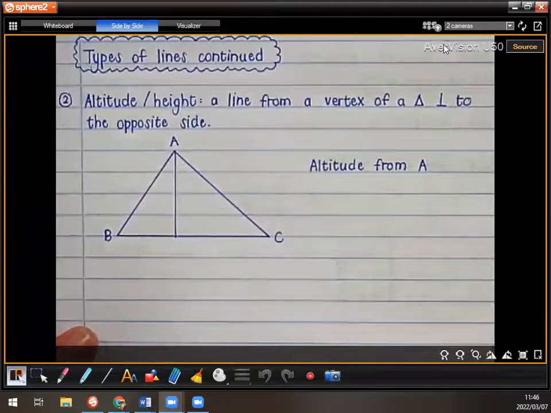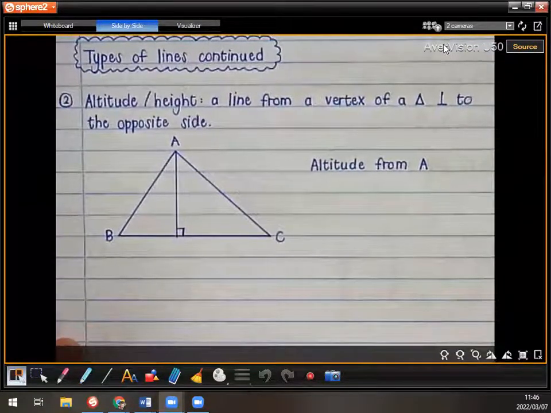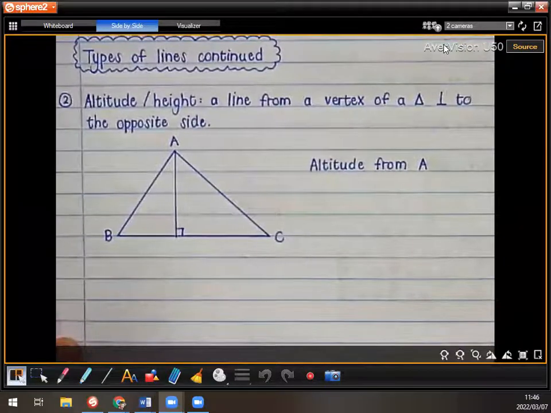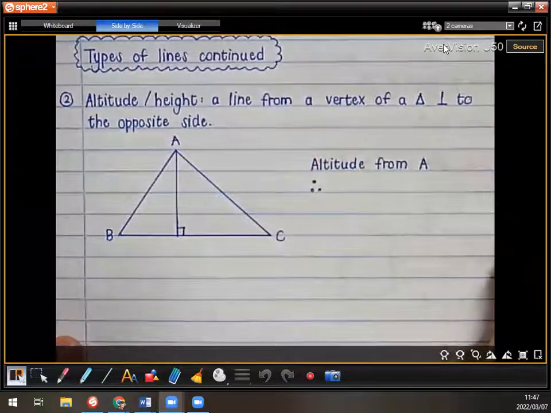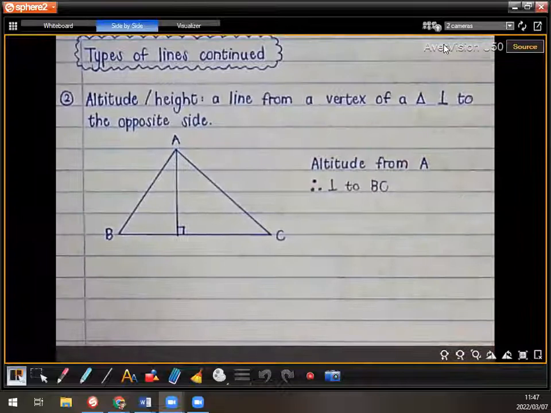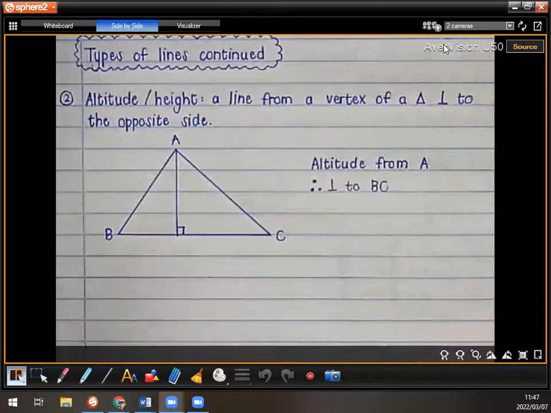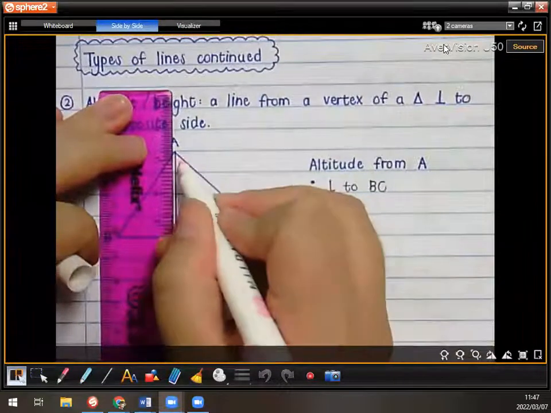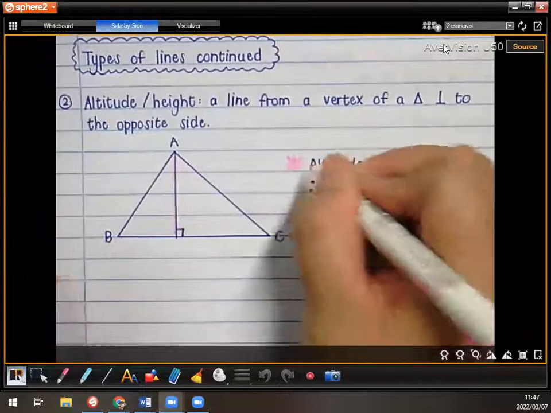So it is now not going to the midpoint. That's the median. This is something completely different. So we're drawing it so that it makes a 90 degree angle with that opposite side. So if it is the altitude from A, then we know that it is perpendicular to the opposite side, so perpendicular to BC. What did we do the other day? We highlighted the line. We can do that quickly as well. So we're just going to draw this one. But you can obviously have an altitude from C, you can have an altitude from B. Each time it will be perpendicular to the opposite side.